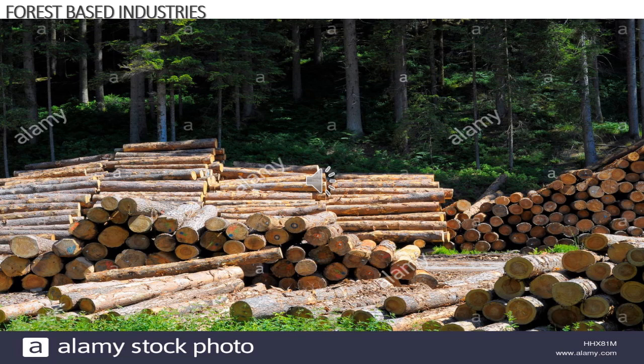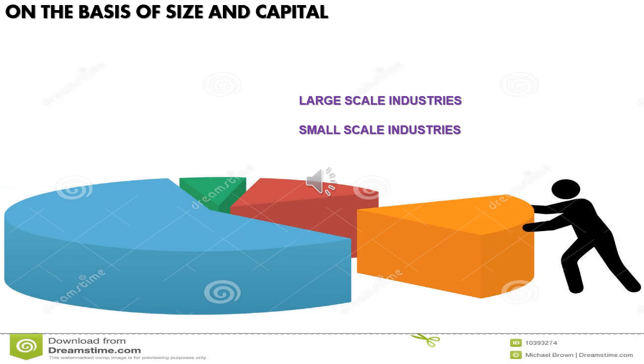So on the basis of raw materials, industries are classified as agro-based industry, mineral-based industry, marine-based industry, then forest-based industry. Then on the basis of size and capital, industries are classified as large scale industry, then small scale industry. Apart from that, household industries are also there. Some industries are classified as cottage industries, which means household industries.